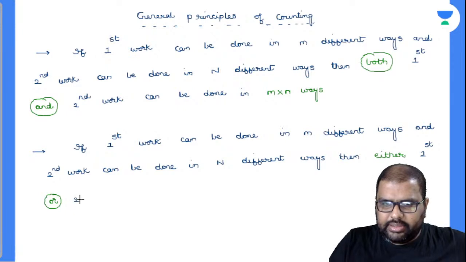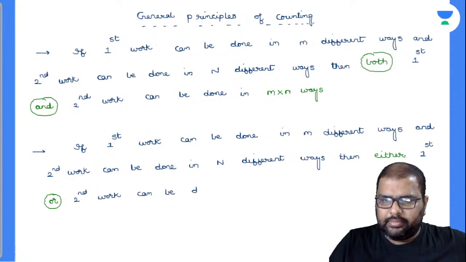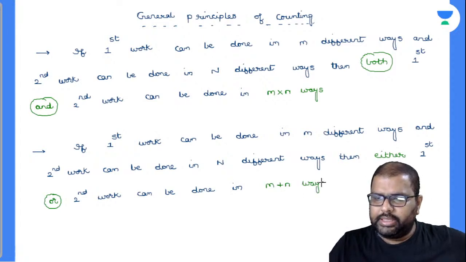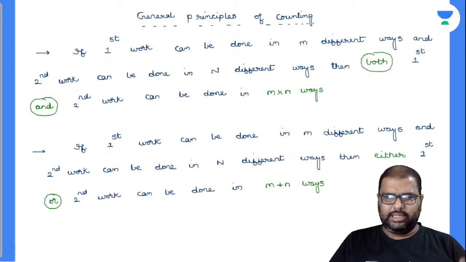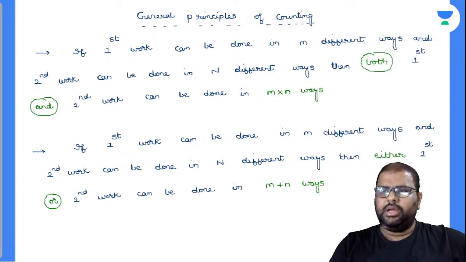Hence our second work can be done in m plus n ways. These are the two things that you have to consider while doing permutations and combinations: where to multiply, where to add. You are clear regarding this, and most of the questions will be clear there. All right, then I'll go for the next concept.